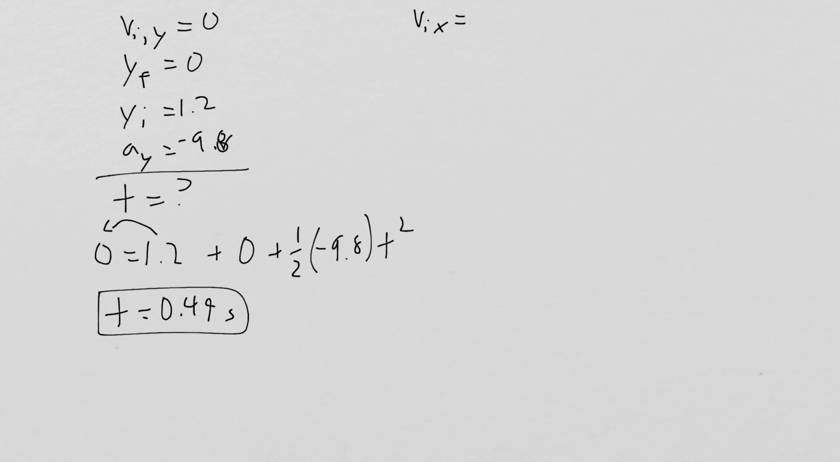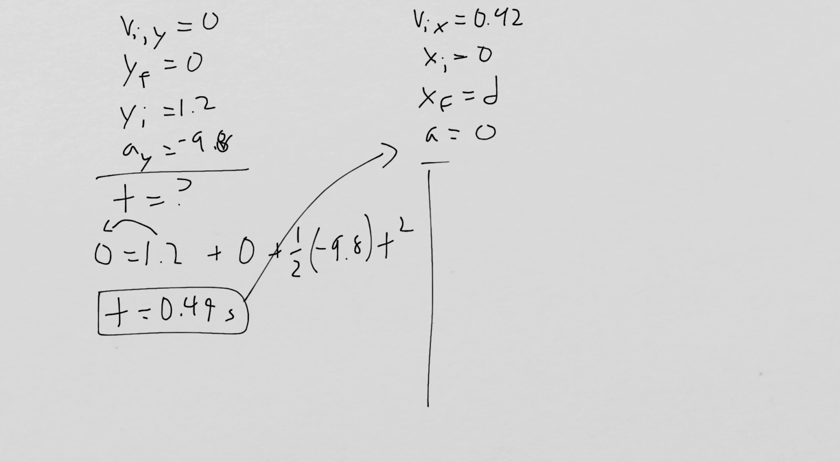Right? We know our initial horizontal velocity. That's what we just found in part A. We know where we start. Our unknown is how far we travel. And we know the acceleration is 0 because that's horizontal motion. There's no horizontal forces. And we just figured out how long we're in the air.